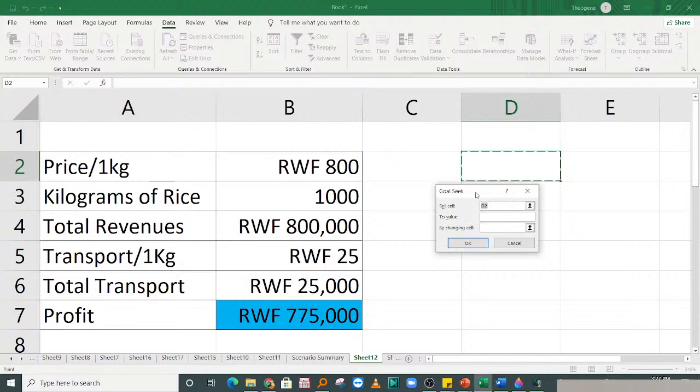The scenario manager was saying, okay, what would be the profit if I change the quantity? But today I'm not going to change the result, I'm going to fix it. I'm going to ask myself, the result, I want 1 million, okay? I need 1 million, okay? I don't know if this will work.